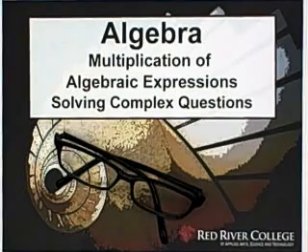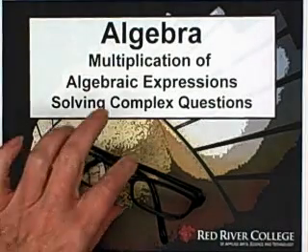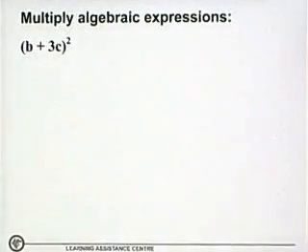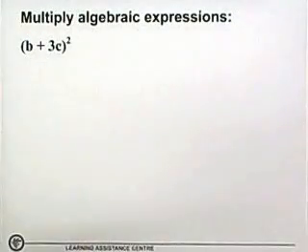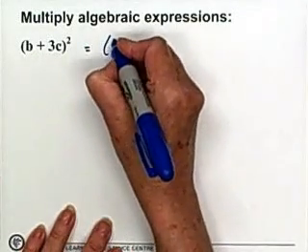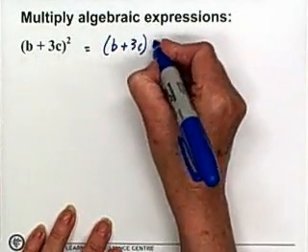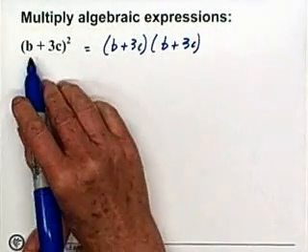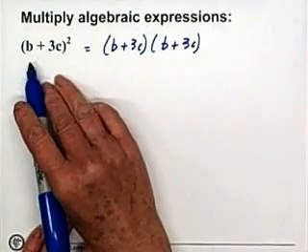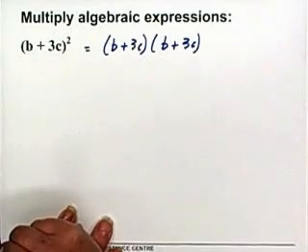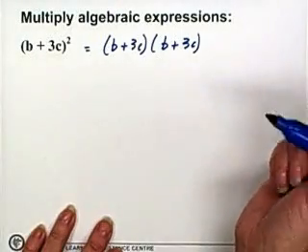We're looking at multiplication of algebraic expressions, and we're going to be solving more complicated questions. Here we have (b + 3c) squared. The first thing to do when you see something like that is change it to (b + 3c) multiplied by (b + 3c). When you have something squared, it is just itself multiplied by itself. That's all. So now we're going to use the distributive principle.